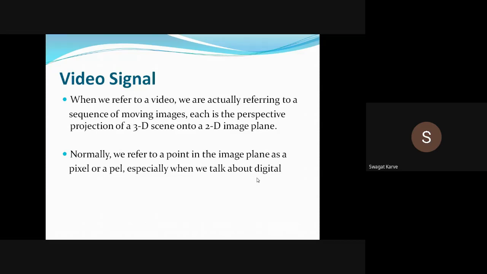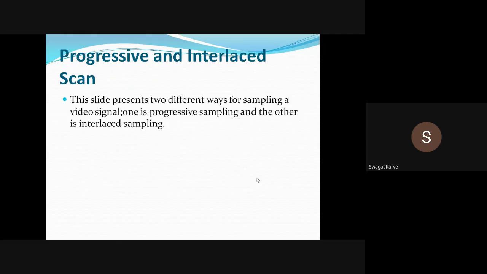बरोबर आहे. इमेजच्या बाबतीत आपण जो एक त्यातला पॉइंट असतो त्याला काय म्हणतो? पिक्सेल. Especially when we talk about a digital imagery. Okay. Now progressive and interlaced scan. Now, what do you mean by progressive and what do you mean by interlaced scan?